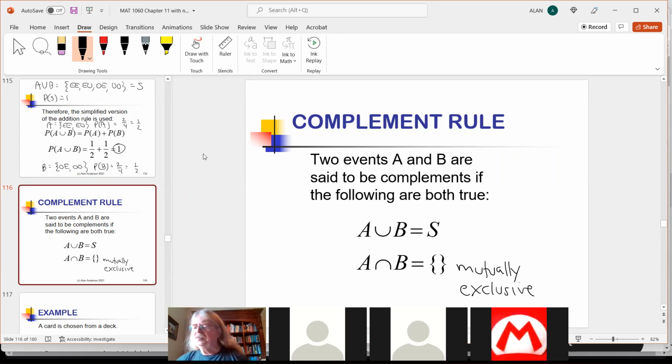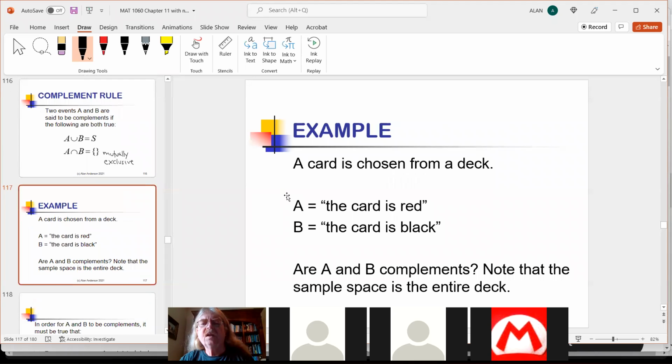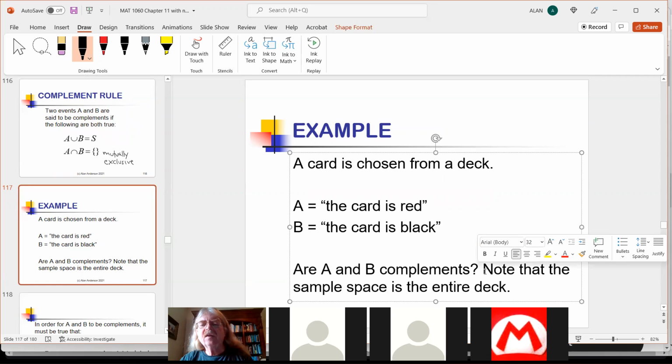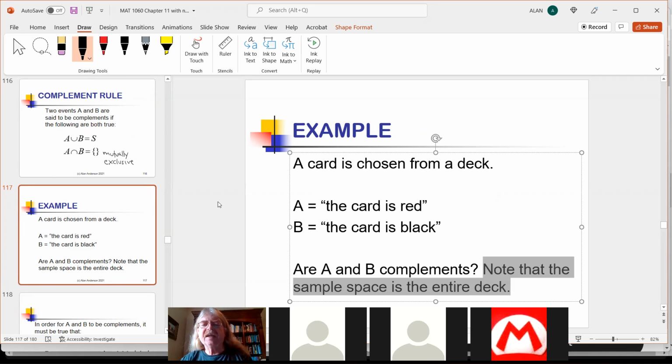So, what if we pick a card from a deck? That's our experiment. A will represent the event that the card is red, and B will be the event that the card is black. And also, I noted here, the entire deck is the sample space. So the question becomes, are A and B complements? So we have to think about whether or not they satisfy those two requirements. I'll tell you up front, the answer is going to be yes, but let's just see why.